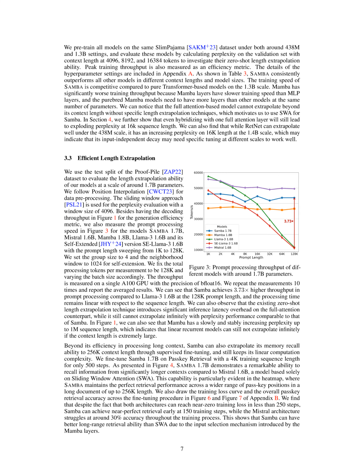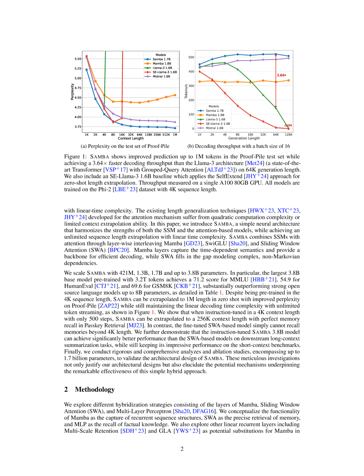The limitations or drawbacks of the SAMBA method, as outlined in the paper, include the fact that the full attention-based models cannot extrapolate beyond their context length without specific length extrapolation techniques, which motivated the use of sliding window attention (SWA) in SAMBA. Additionally, the paper mentions that while SAMBA can achieve significantly better performance than SWA-based models on downstream long context summarization tasks, it still struggles with memory recall beyond a certain length.